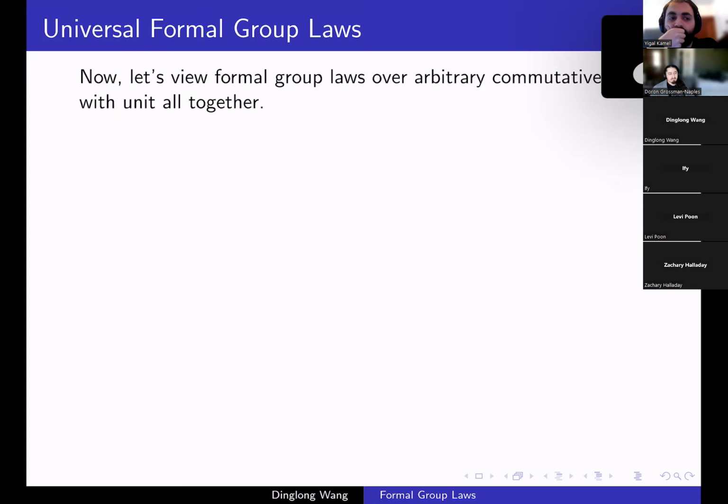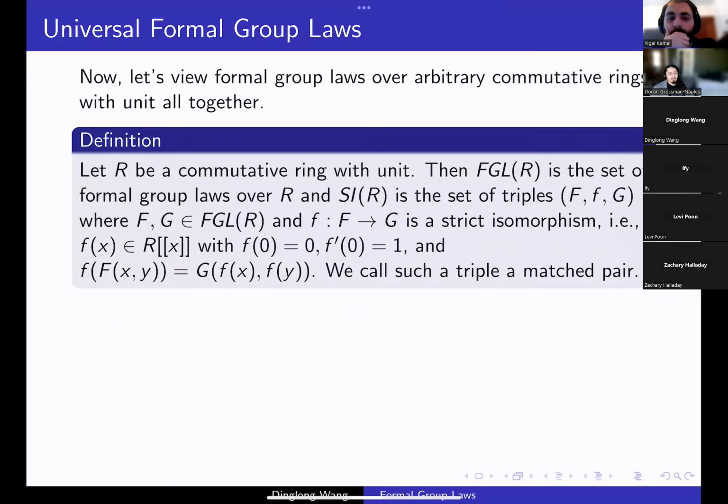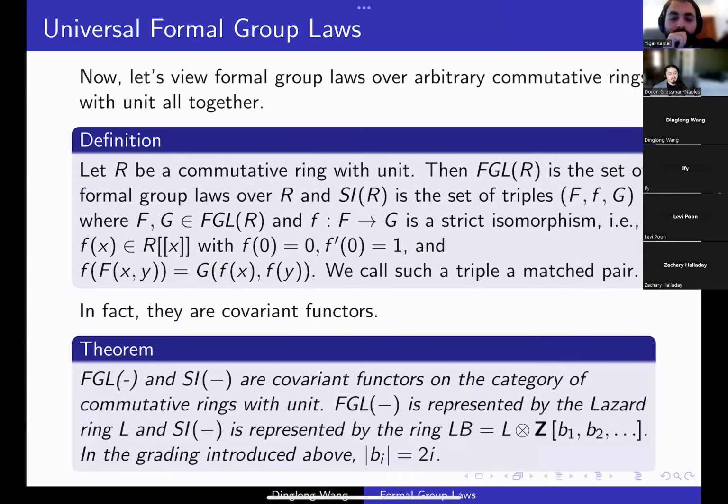So now let's view formal group laws over arbitrary commutative rings with a unit altogether. What I mean by that is you can define a functor. Let FGL(R) be the set of formal group laws over R, and SI(R) be the set of triples (F, G, f) such that F and G are formal group laws and f is a strict isomorphism. We call such a triple a matched pair. In fact, there are covariant functors on the category of commutative rings with unit.